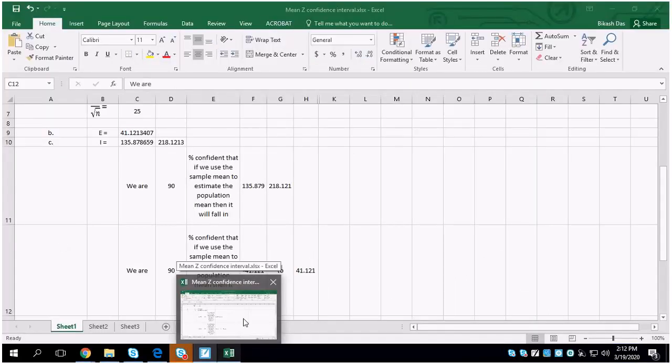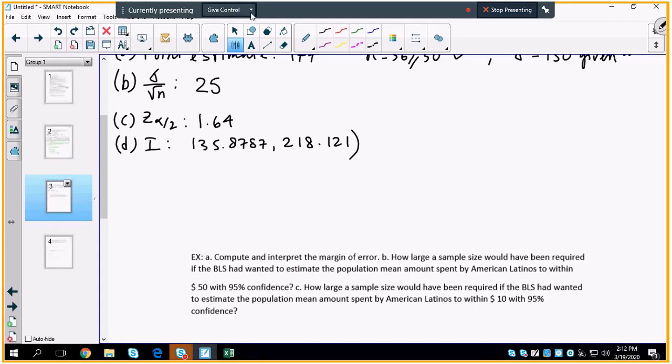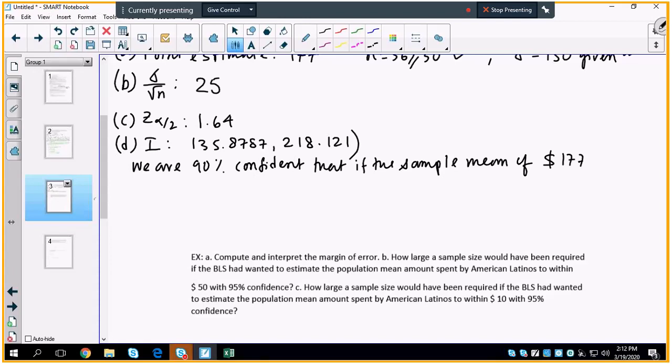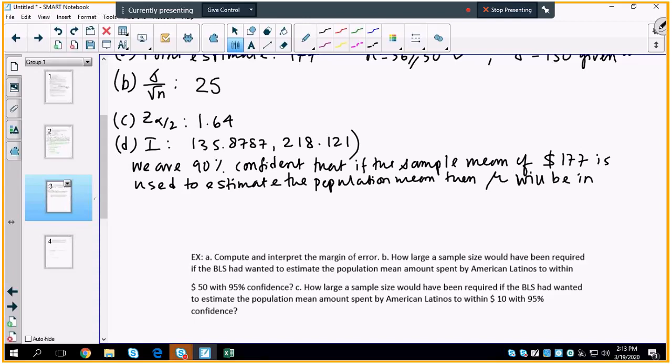So we will say, because the confidence level was 90%, your interpretation of the confidence interval will be, we are 90% confident that if the sample mean of $177 is used to estimate the population mean, then mu, the population mean, will be in the interval $135.8787 to $218.121. That answers your question.